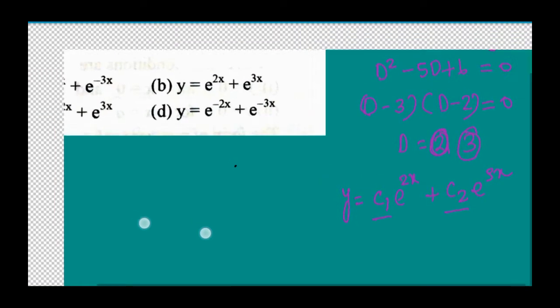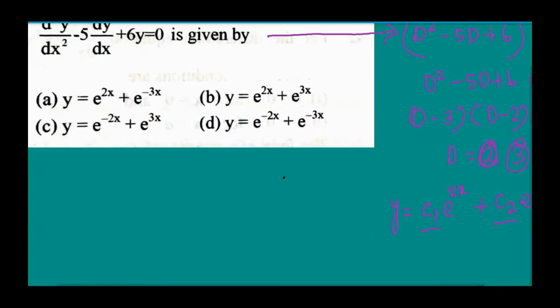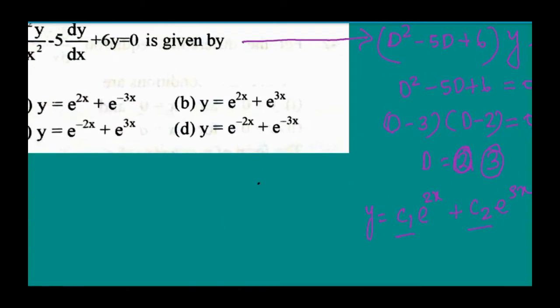So in the options we have to first check the powers, 2x plus 3x. Where are these? These are here, e to the power 2x plus e to the power 3x. Here the c1 and c2 values are taken to be 1 for each, and here option B is the correct answer.